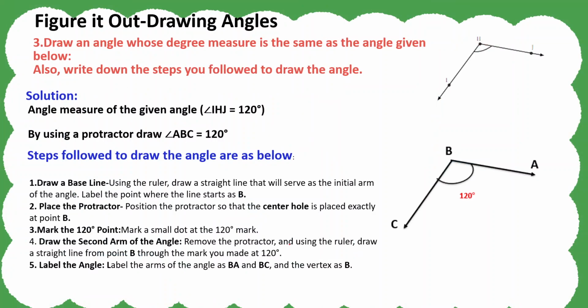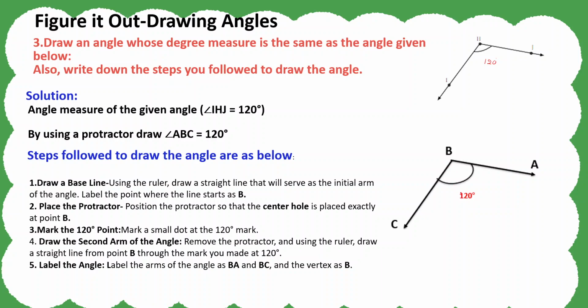Let us see question number 3. Draw an angle whose degree measure is the same as the angle given below. Also write down the steps you followed to draw the angle. Here we observe that the angle measurement of IHJ is 120 degrees. So by using a protractor, again we have drawn angle ABC, which is 120 degrees.